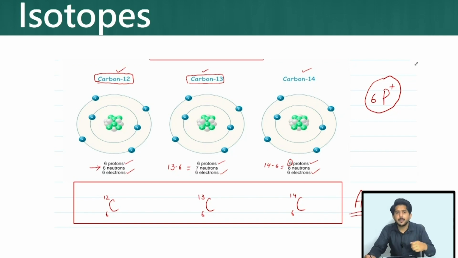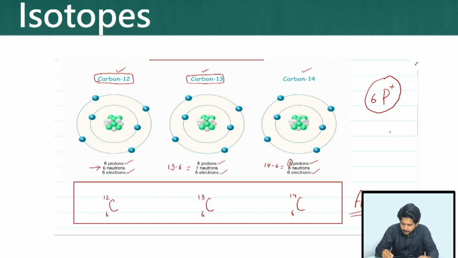But how is it represented in the periodic table? You must have seen this thing in the periodic table, that it is written carbon 6 and 12.01 or something like that. Some values are given in decimal points. The value given in decimal points is actually the relative atomic mass. This is relative atomic mass.